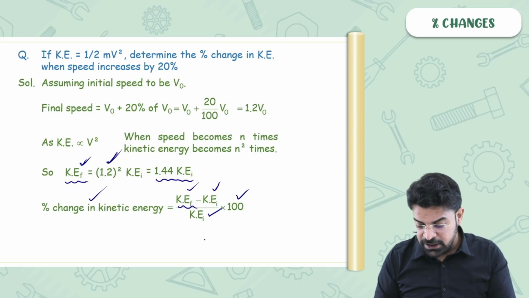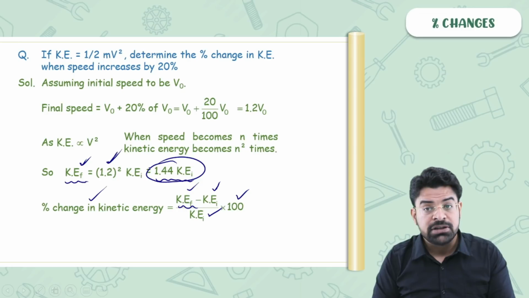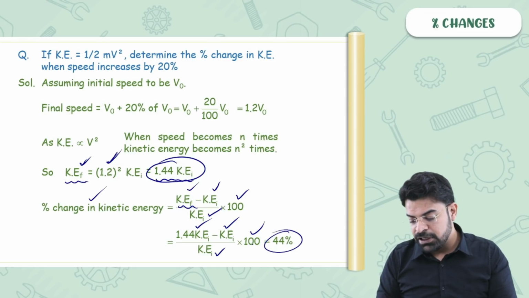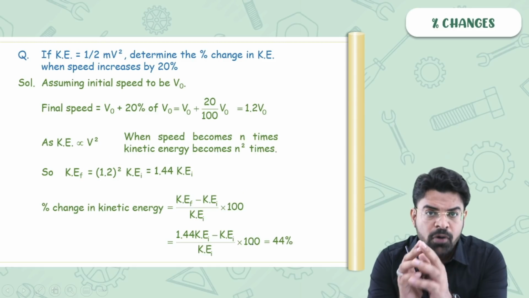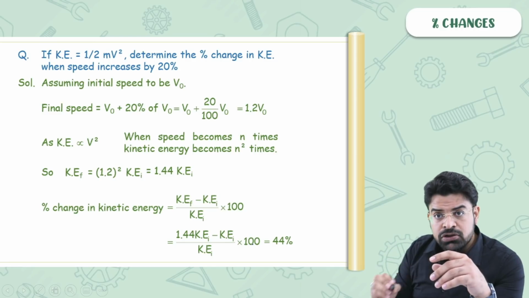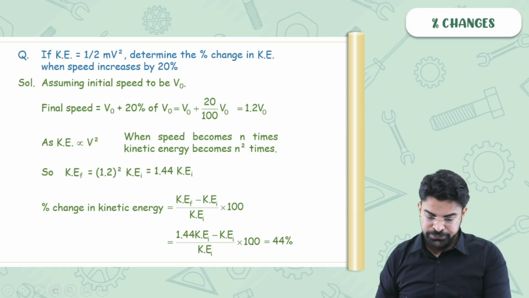Kinetic energy final can be written as 1.44 times kinetic energy initial. So that will be 1.44 times kinetic energy initial minus kinetic energy initial, upon kinetic energy initial, into 100. That becomes nothing but 44%. But I want you guys to answer all these questions orally rather than solving them using pen and paper. Let's move on.